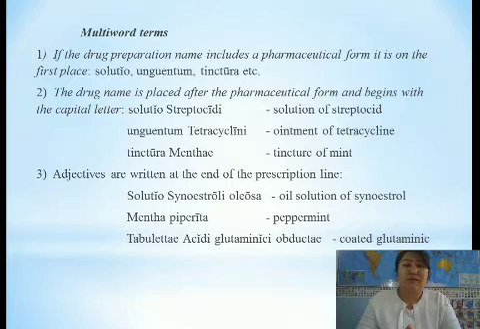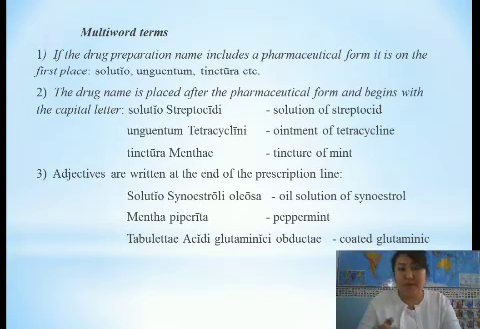And then sometimes we can use adjectives in prescriptions. In this case, adjectives are written at the end of the prescription line. For example, oil solution of sinistrol. Here we have an adjective, oil. The first word is always the drug form, solutio. The next word is always the name of the drug with a capital letter, in genitive case, sinistroli. And at the end we write adjectives. Solutio is feminine gender, that's why the adjective is also in feminine gender, oleosa.